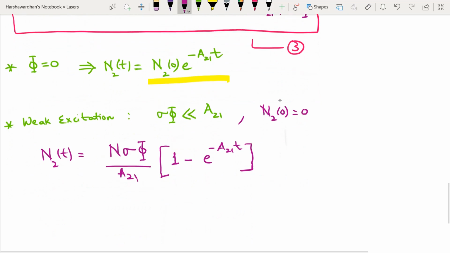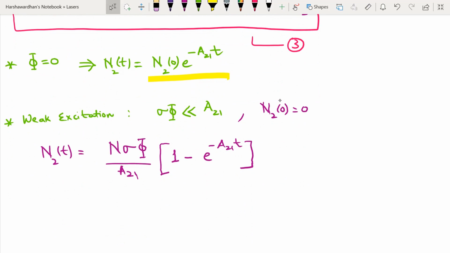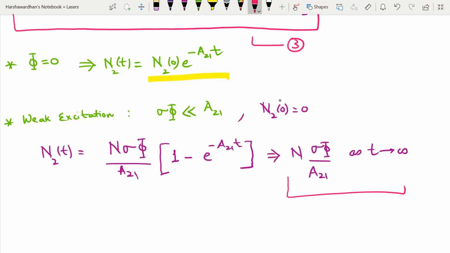So what it is telling you is that as t tends to infinity, for example, in the steady state, remember that sigma phi is much smaller than A21. So what you have is a fraction of atoms in the excited state, and most of the atoms basically remain in the ground state. And the fraction of atoms simply depends on the photon flux. This is a steady state picture.